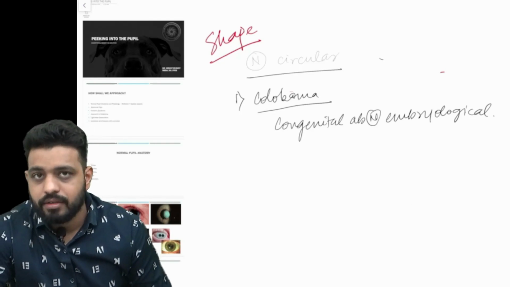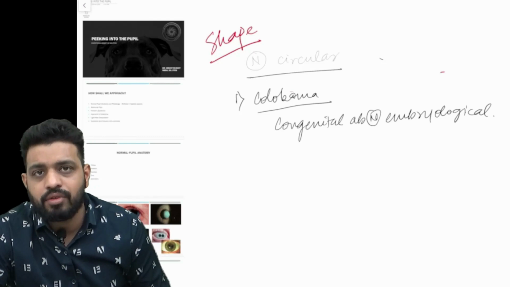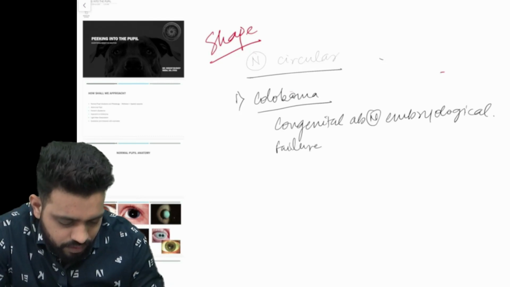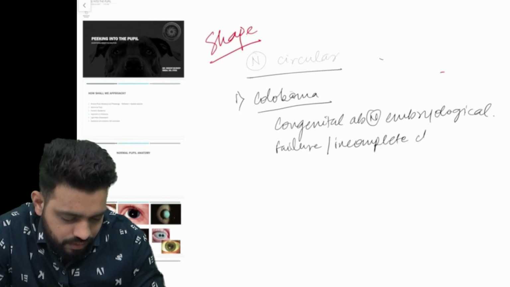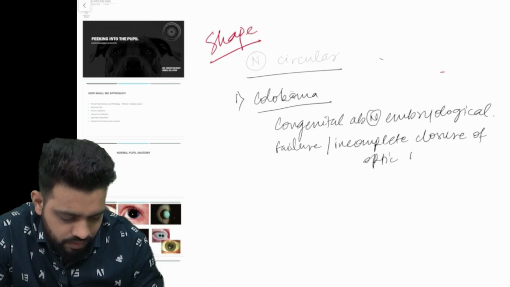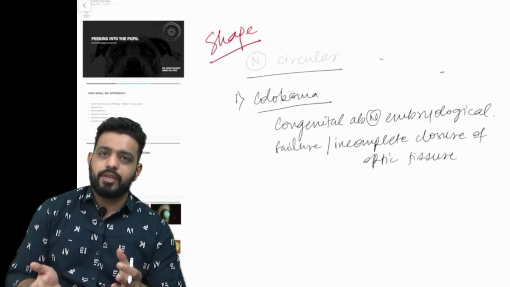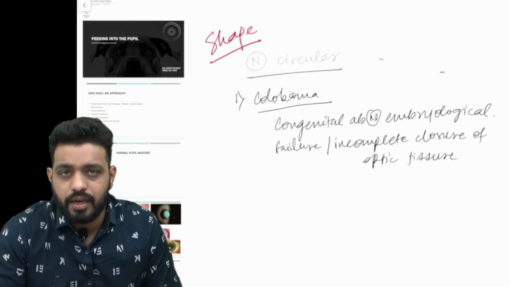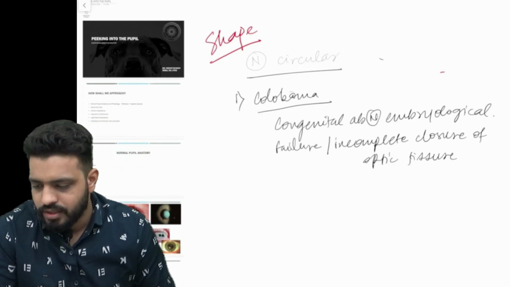Why does this happen? The basic reason is a failure or incomplete closure of the optic fissure. Basically this is responsible for the proper shape as well as structure of the eye. So if it closes incompletely, we'll get what we call coloboma. I'll show you the figure in just one second.